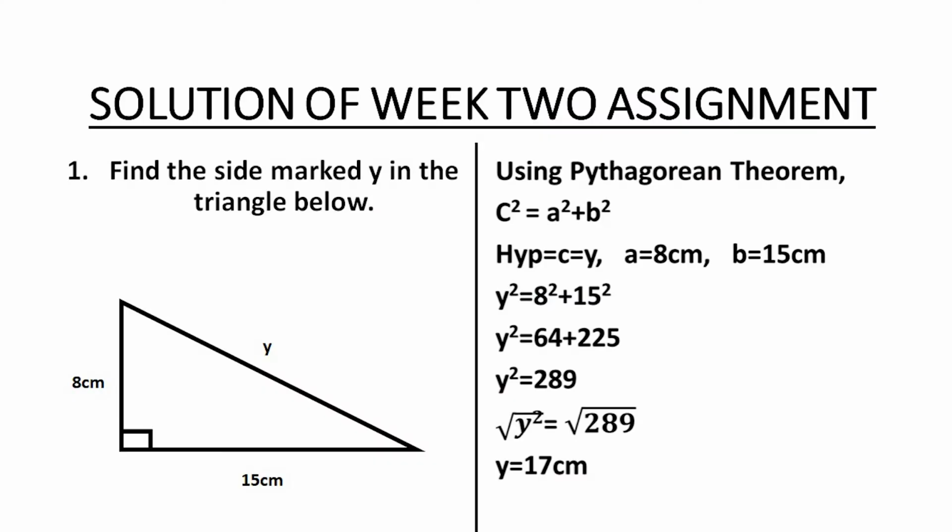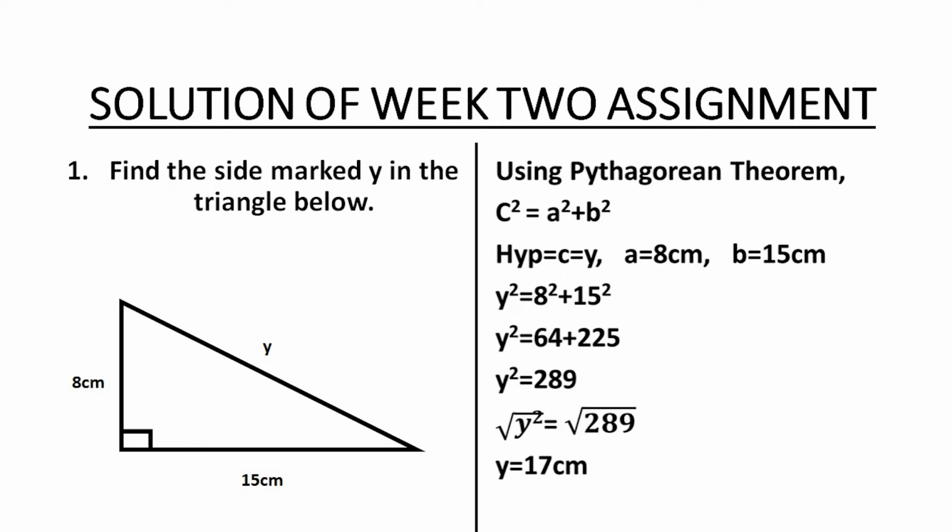I gave you an assignment in the last edition and I would like us to quickly go through the solution to that assignment. The first question I gave you was a right-angled triangle with sides 8 centimeters, 15 centimeters, and y. You were asked to find the side marked y.